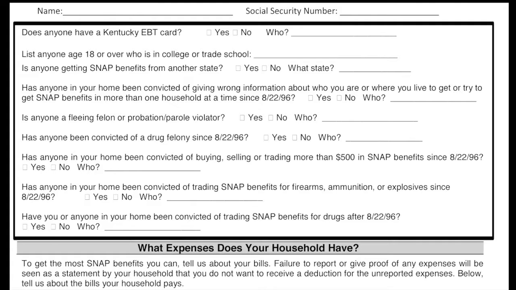If any of the answers to these questions are yes, you can inform the client that the DCBS office will seek additional information before making a decision on their application.